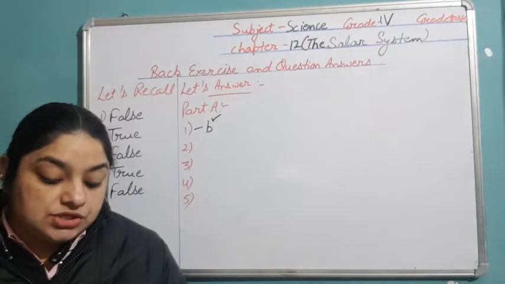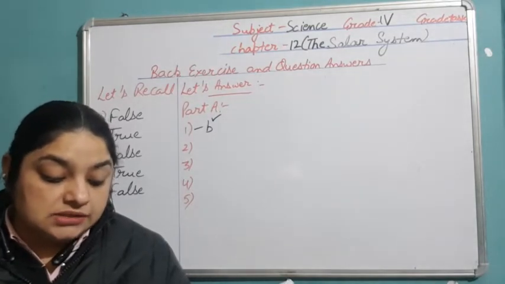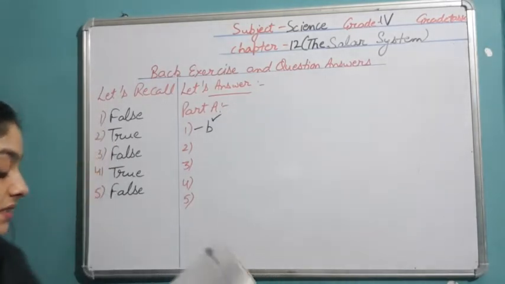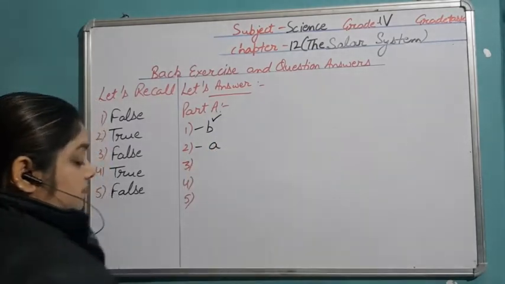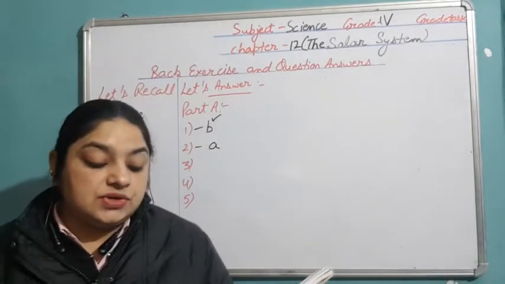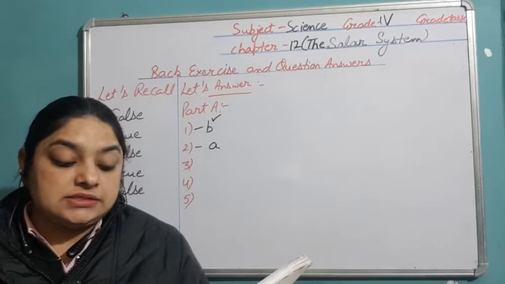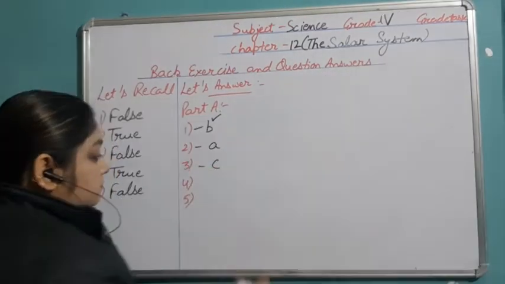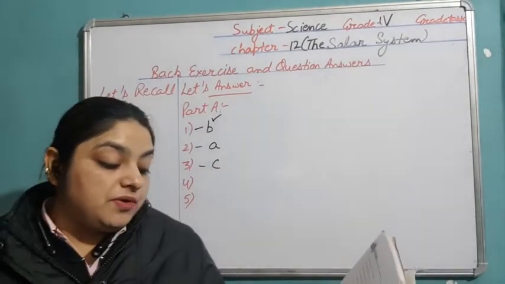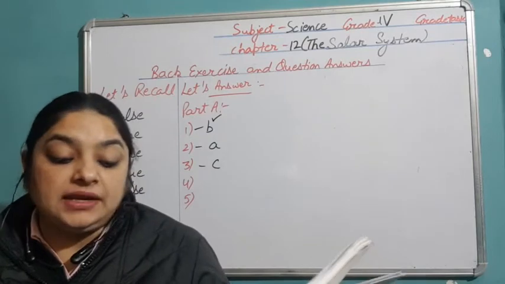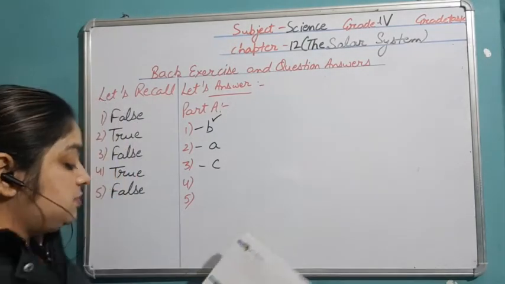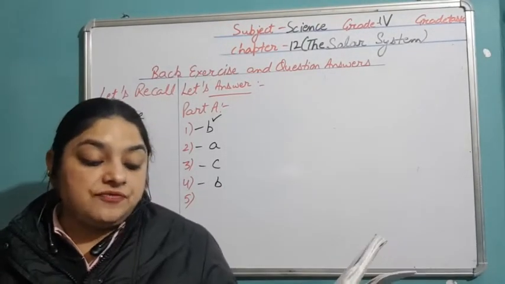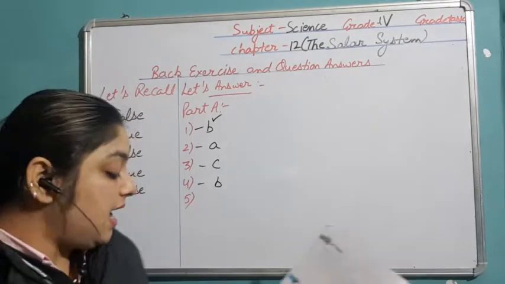Second is, the rotation of the Earth takes A. 24 hours, B. 24 days, C. 24 months, and D. 24 weeks. Answer is A. 24 hours. Third is, the natural satellite of the Earth is A. Sun, B. Star, C. Moon, and D. Mars. Answer is C. Moon. Question number 4, which of the following is the hottest planet of the solar system? Answer is B. Venus. And fifth is, which of the following is the farthest planet? It's A. Neptune.